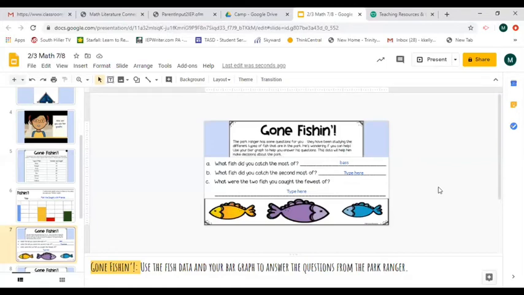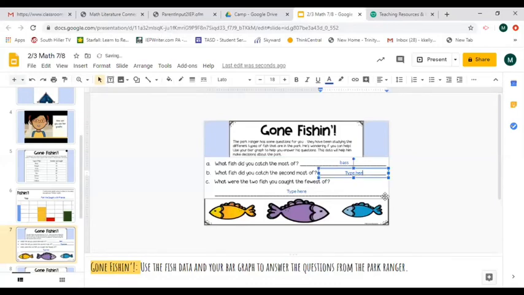B, what fish did you catch the second most of? So what was our second tallest bar on our bar graph? I hope you said catfish because we had 85 catfish, making it the second most number of fish.